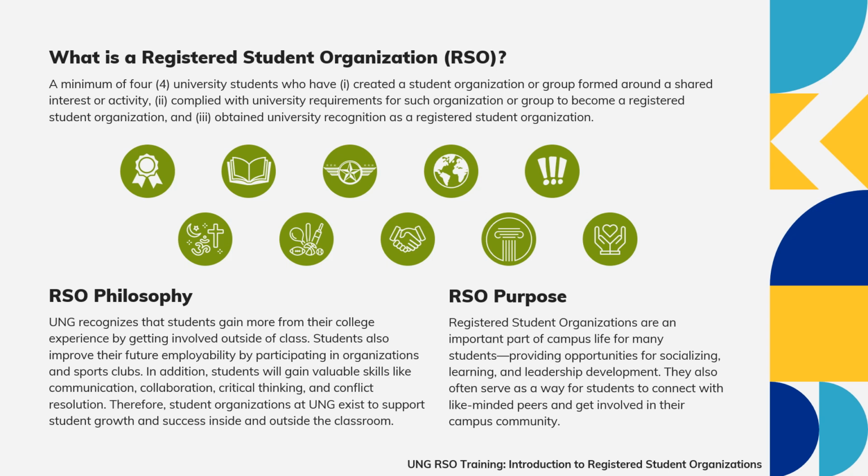publications, activities, and more. Common RSO categories include academic and honor organizations, publication and performance organizations, military organizations, cultural and international organizations, special interest organizations, religious organizations, sports organizations, leadership organizations, fraternity and sorority organizations, and service organizations. You can find a full list of all UNG RSOs on UNG Connect.